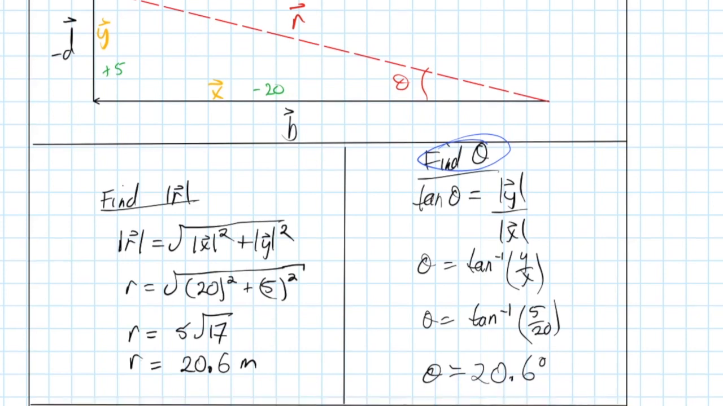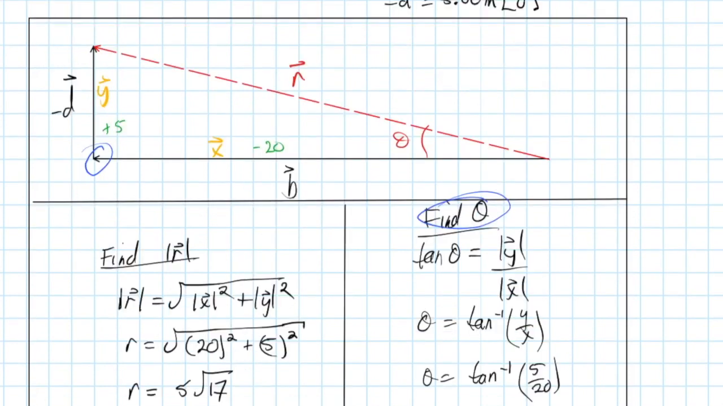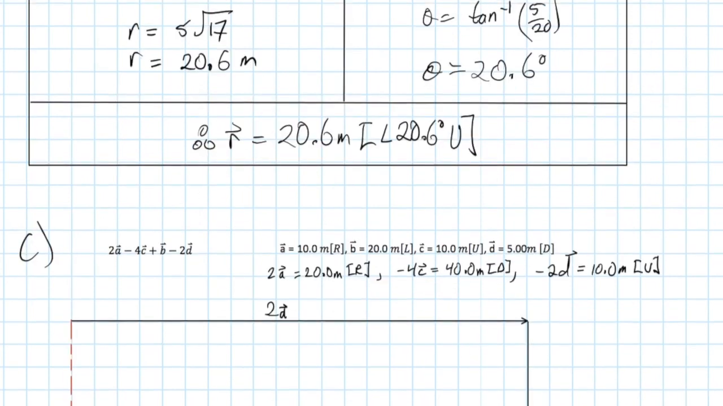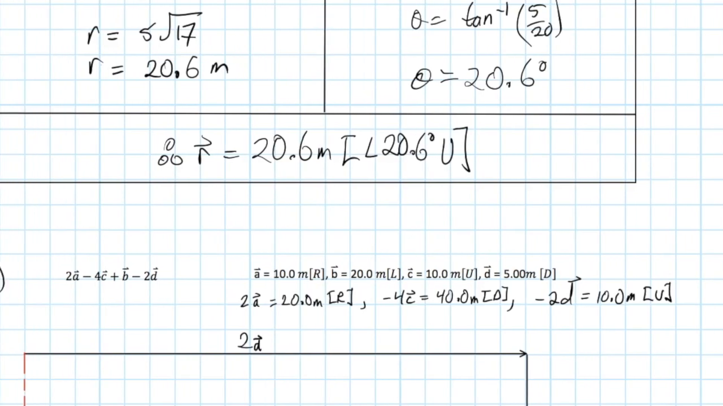In conclusion, in terms of direction, notice we go to the left first and then we went up. So the order when we report our angle is going to be left, then up. Therefore, r is equal to 20.6 meters left, 20.6 degrees up. And finally, part C. With part C, we had one of the more complex equations here.